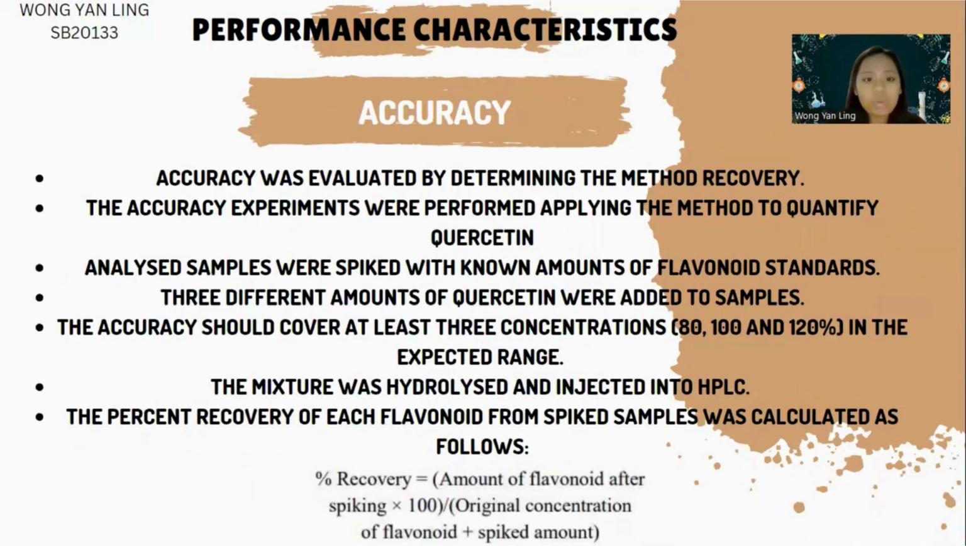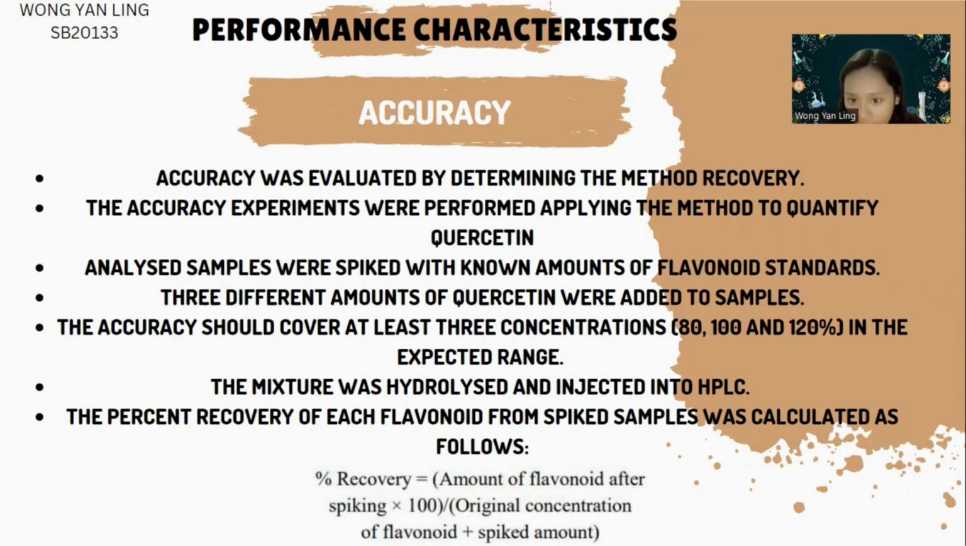Next will be the accuracy. Accuracy was evaluated by determining the method recovery. The accuracy experiments were performed applying the method to quantify quercetin. The analysis sample was spiked with a known amount of the flavonoid standard. There are 3 different amounts of quercetin added to the sample. The accuracy should cover at least 3 concentrations.